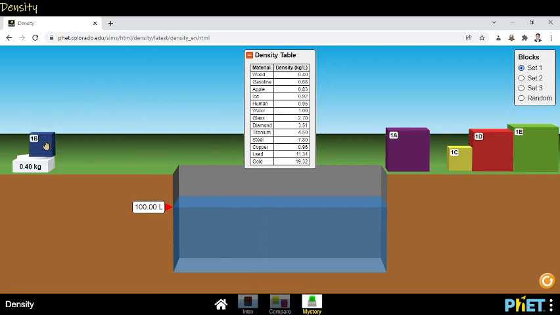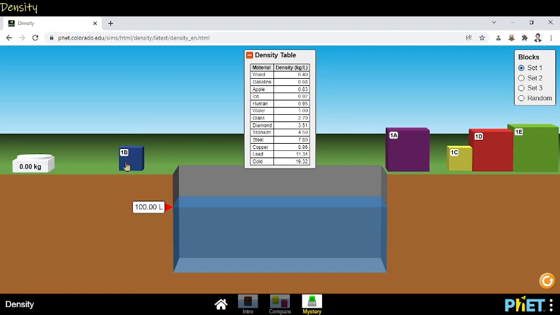No need to use calculator. 0.4 divided by 1, 0.4. So as you can see in the table, it is wood, 0.4. So the blue box is wood. That's it.